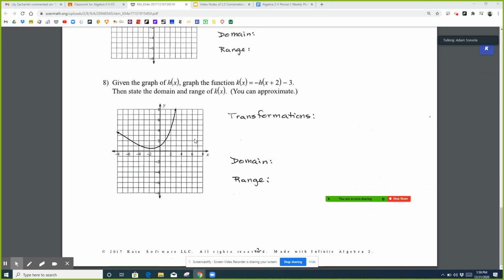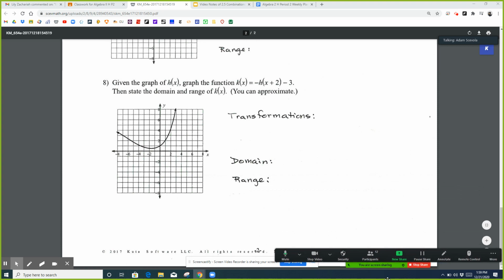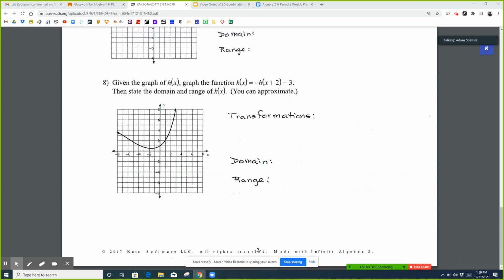All right, so for number 8, we got h of x is given to us, and we want to graph k of x, which is h of x but transformed. So I'll show you a couple different ways you can do this. If you know your transformations, then you could just apply those, and then I'll explain how that works.